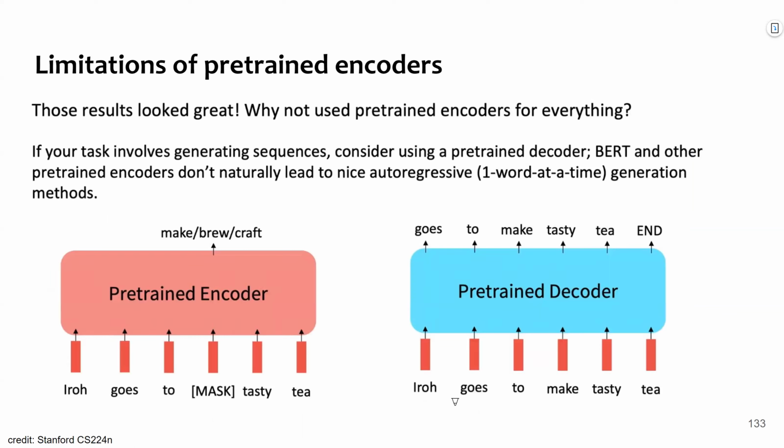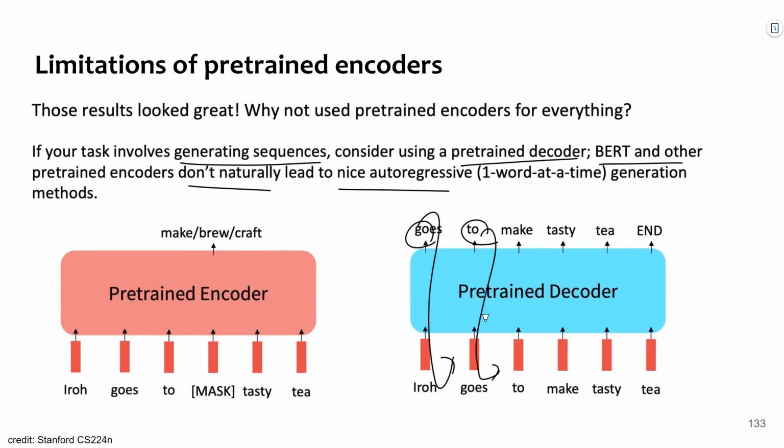And of course, there are some limitations of training encoders. One of them is we cannot generate sequences very well because it has to receive the whole sentence at once. Therefore, this pre-trained encoder, BERT, doesn't naturally lead to nice autoregressiveness. Autoregressive means getting one output at a time and using that output as the next time step's input, like this. However, we cannot implement this kind of behavior naturally with the BERT architecture.